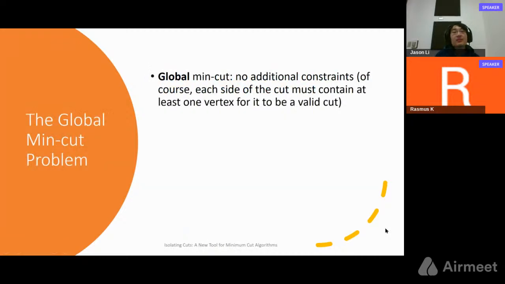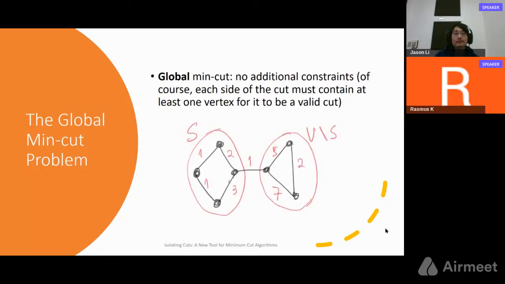Once again, the most natural min cut definition is just a global min cut. There are no additional constraints. We just want to disconnect some two vertices from each other. For example, once again, in this graph, we just delete the middle edge to disconnect the graph, and that's the minimum weight global min cut.